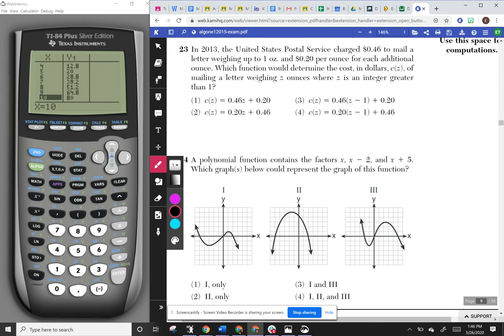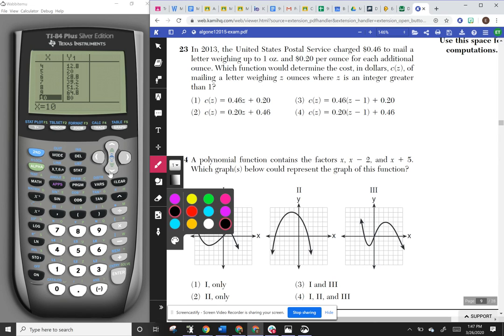Question 23. In 2013, the United States Postal Service charged 0.46 cents to mail a letter weighing up to 1 ounce, and 20 cents per ounce for each additional ounce. Which function would determine the cost in dollars, so C of z, of mailing a letter weighing z ounces, where z is an integer greater than 1?